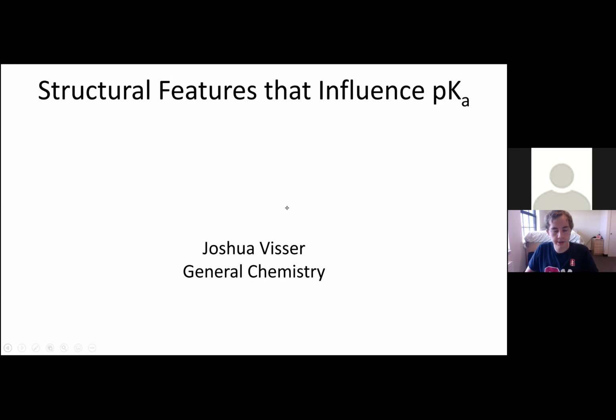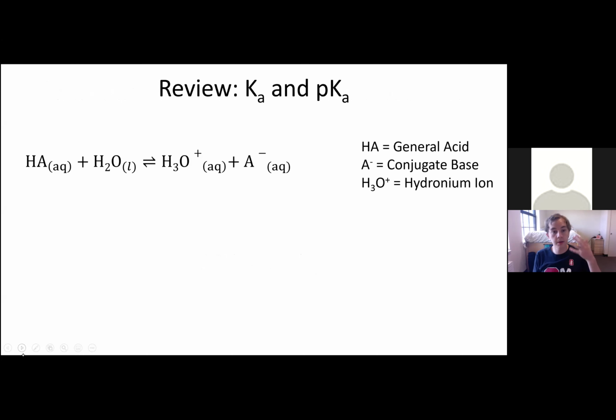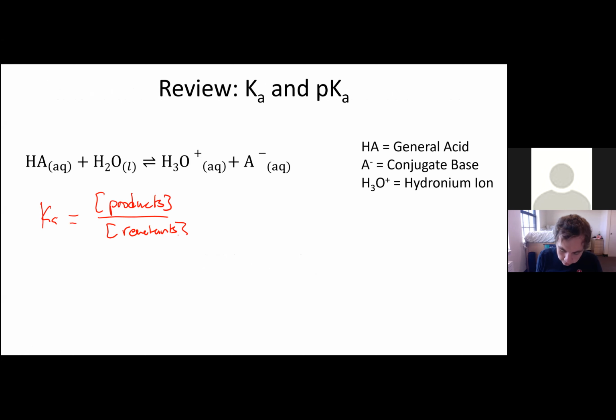Hello, class. Today, I'd like to talk about the structural features that influence pKa. As we talked about previously in class, Ka is an equilibrium constant, in this case for an acid, and it's given by the concentration of products over the concentration of reactants. So for this general acid-base equation, that would be the concentration of the hydronium ion multiplied by the concentration of the conjugate base over the concentration of the conjugate acid.